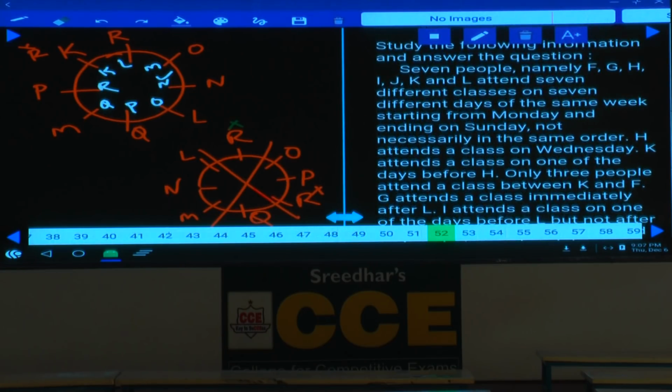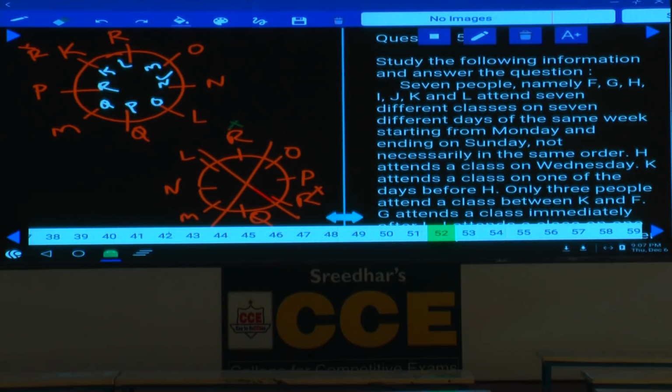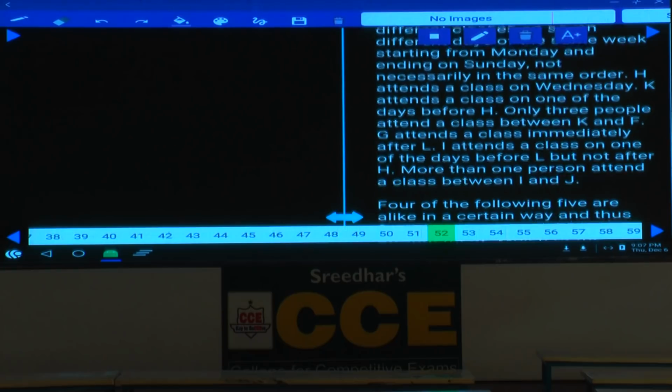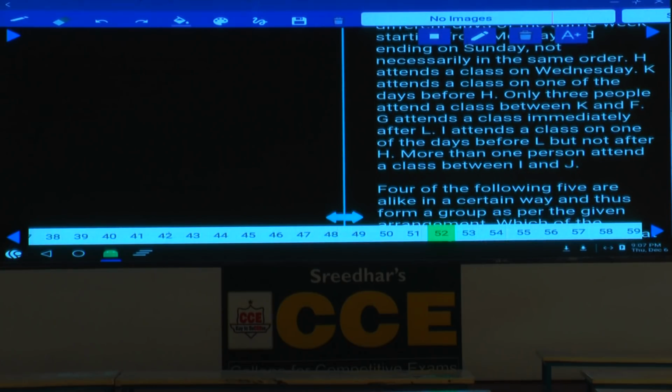Now in this 52 to 57, how many people are there? 7 people. F, G, H, I, J, K and L attend 7 different classes on 7 different days of the same week from Monday and ending on Sunday, not necessarily in the same order. 7 persons attending different sessions on 7 different days starting from Monday and ending on Sunday. Now Monday, Tuesday, Wednesday, Thursday, Friday, Saturday and Sunday.